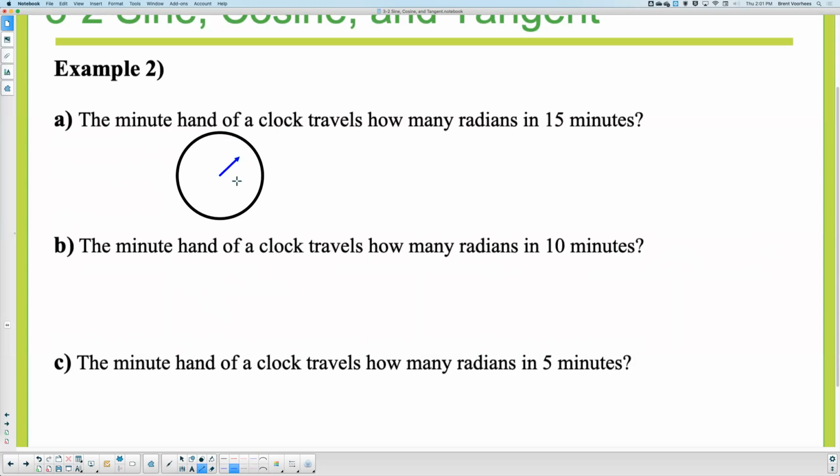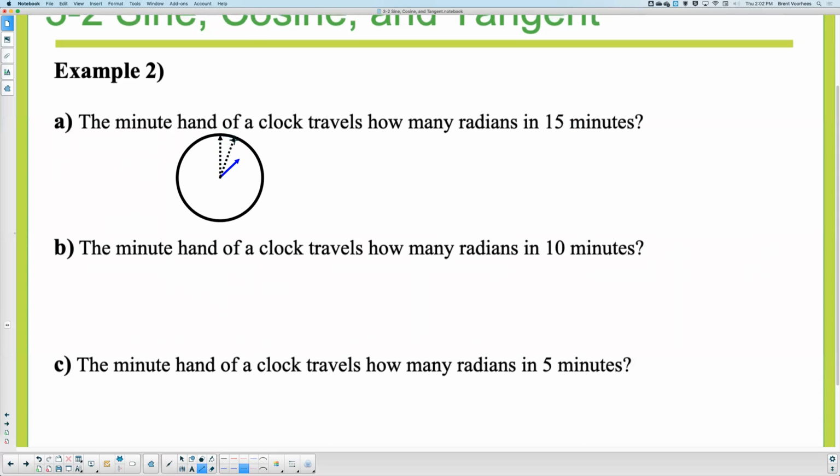We'll just say it's about 2 o'clock. And it was at, can I do a dotted line? Yeah, here we go. Let's say we were at 2 o'clock even, and we move forward 15 minutes. Where would 15 minutes be? There you go. All right.